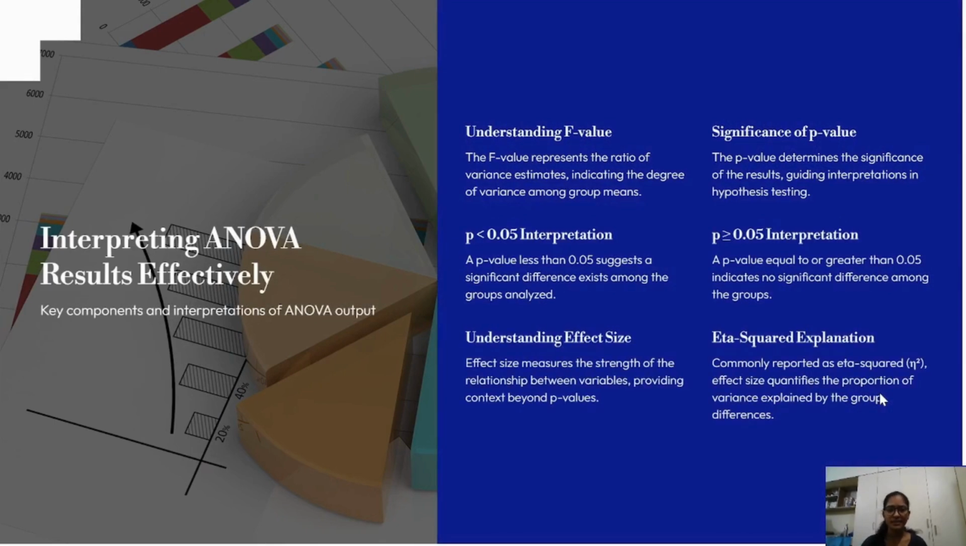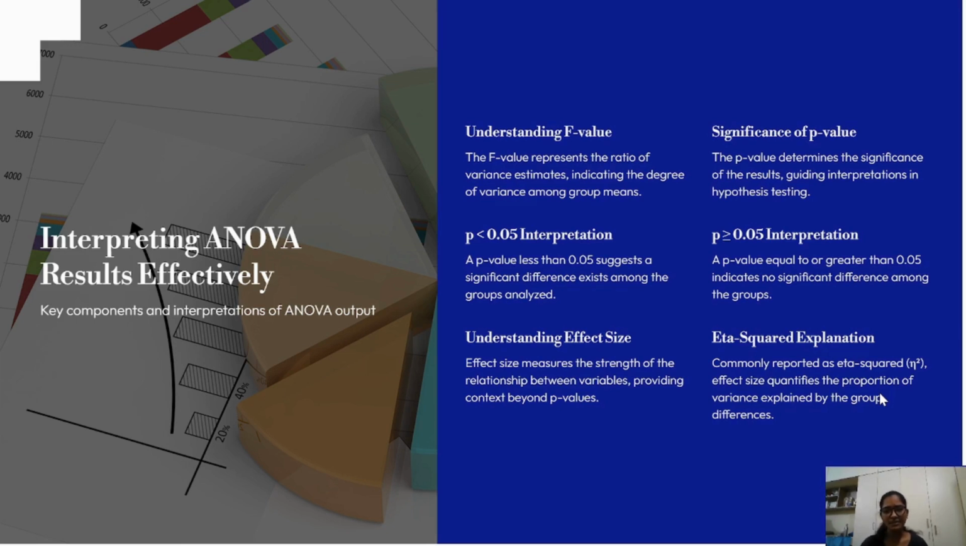Interpreting ANOVA results effectively. Understanding the F value. The F value represents the ratio of variance estimates, indicating the degree of variance among the group means. Significance of the P value. The P value determines the significance of results, guiding interpretations in hypothesis testing. P less than 0.05 interpretation. A P value less than 0.05 suggests significant differences among the groups analyzed. A P value equal to or greater than 0.05 indicates no significant difference among the groups.